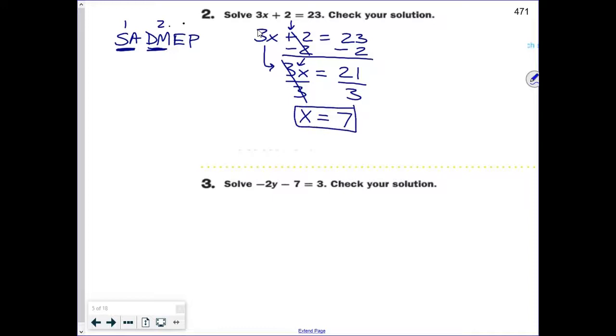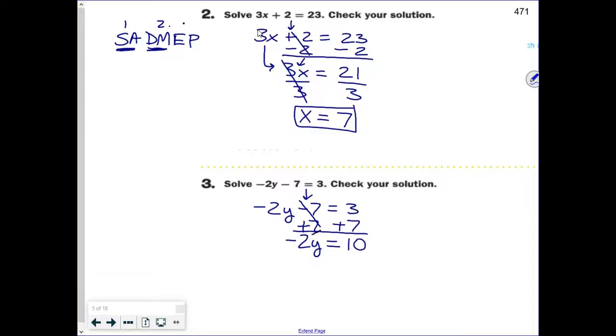Take a look at example number 3. It says negative 2y minus 7 equals 3. Again, using SADMEP, we're going to look at addition and subtraction first. So we're going to look at this subtracting 7. What is the opposite of that? Adding 7. So we will add 7 to both sides. Negative 7 and positive 7 are opposites, so they will equal 0 and cross off. And I get negative 2y left on the left, and 3 plus 7 equals 10.